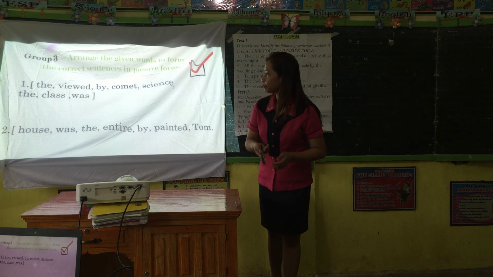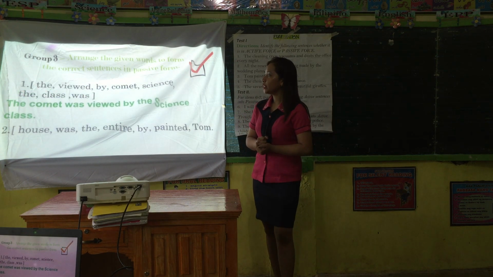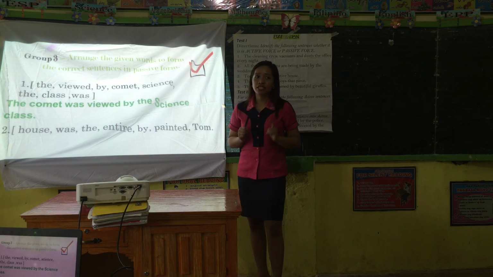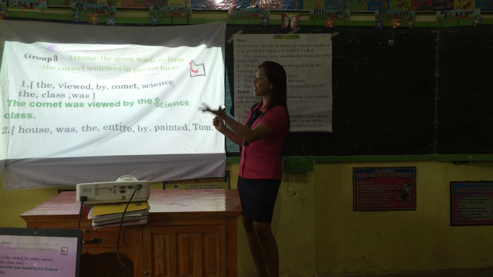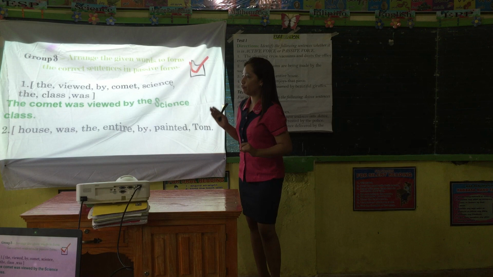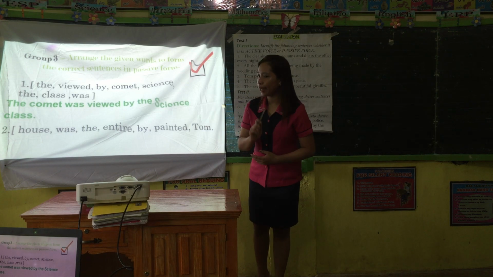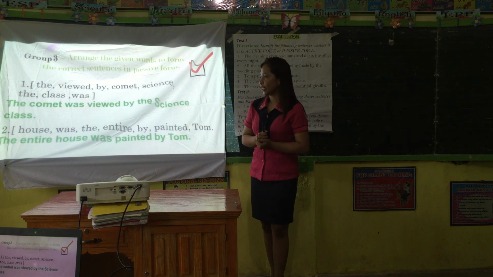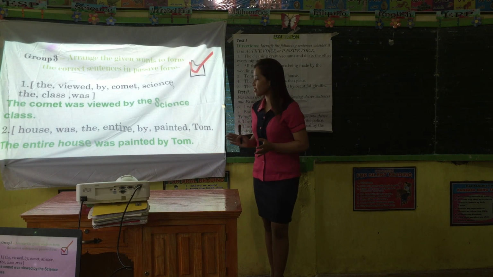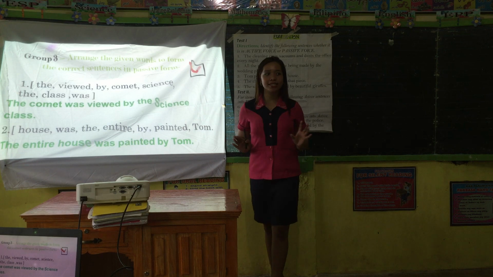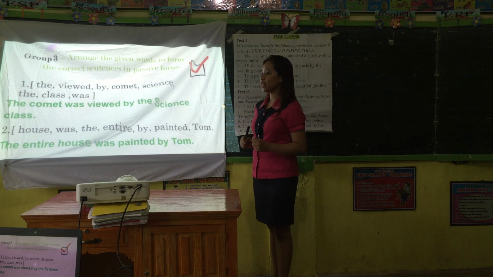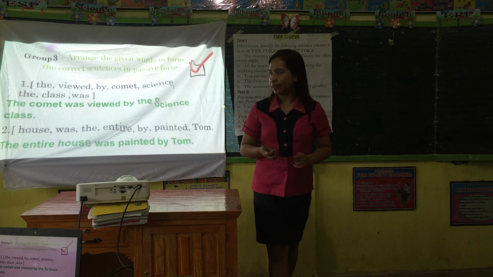So it will be: the comet was viewed by the science class. So in this sentence, the subject is, very good, science class, while the action or the verb is viewed. For number 2, we have: the entire house was painted by Tom. So for this sentence, the subject is, very good, Tom, while the action or the verb is painted.